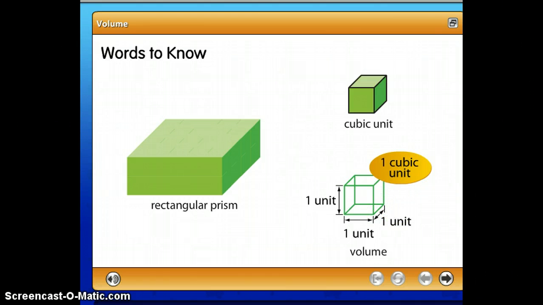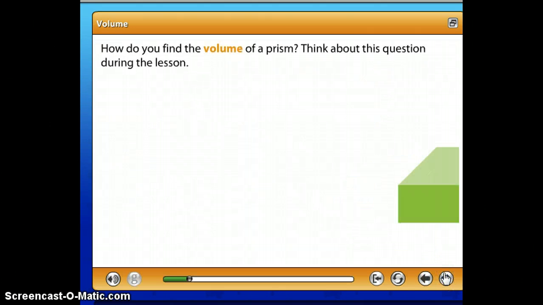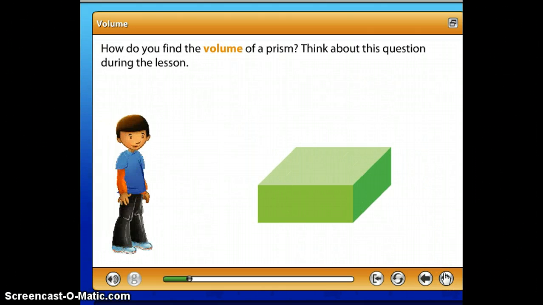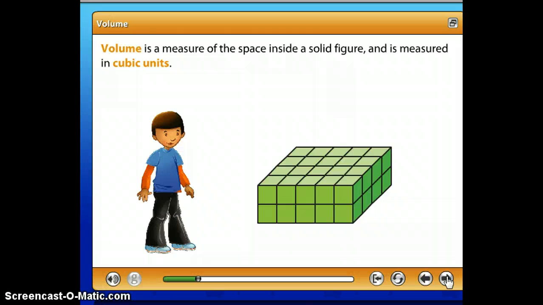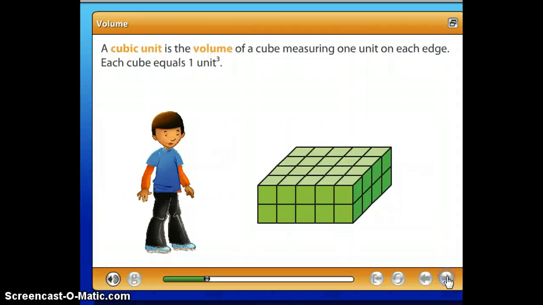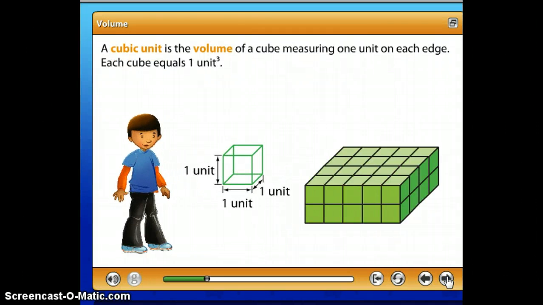And volume. How do you find the volume of a prism? Think about this question during the lesson. Volume is a measure of the space inside a solid figure and is measured in cubic units. So it's how many of those cubic units would it take to fill that rectangular prism? A cubic unit is the volume of a cube measuring 1 unit on each edge. Each cube equals 1 cubic unit.